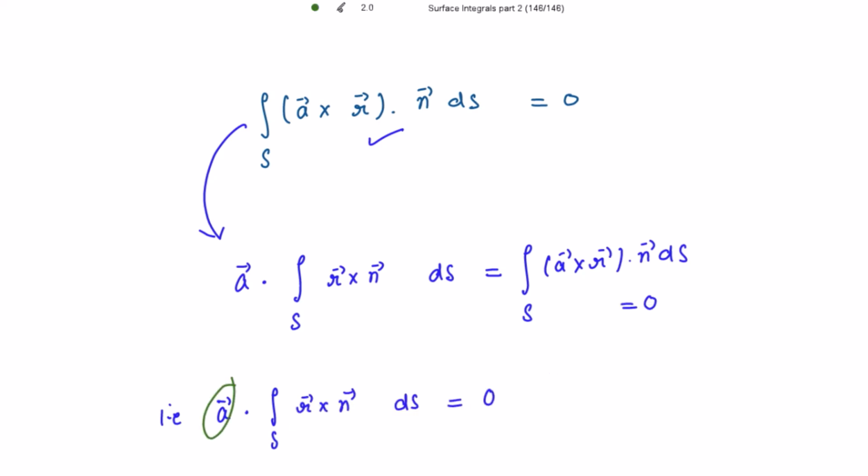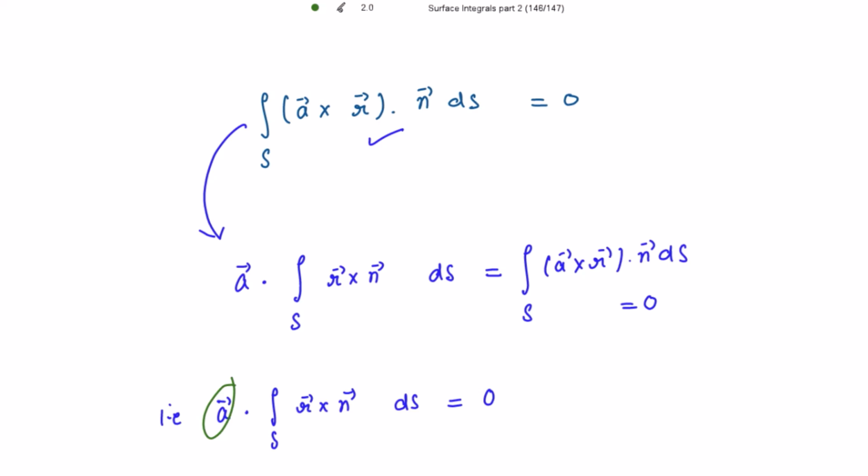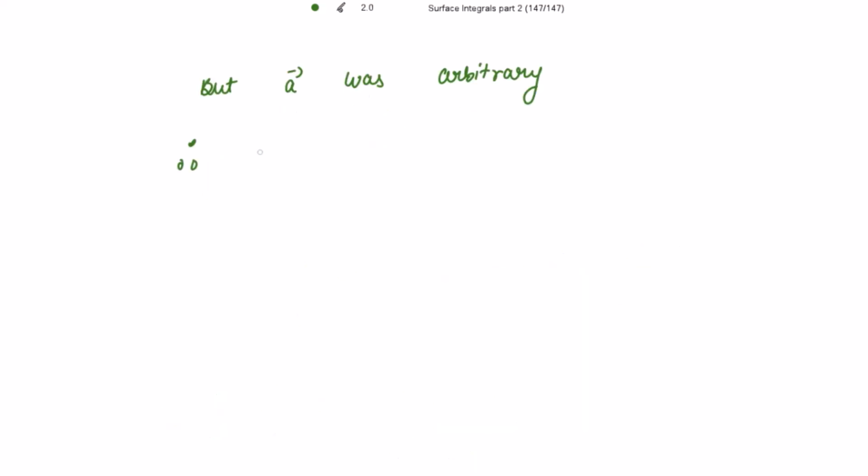But A vector is arbitrary. We can use any constant vector, right? And because A vector is an arbitrary vector, having its dot product with this surface integral come out to be 0 implies this surface integral is 0. So therefore, the given surface integral is 0.